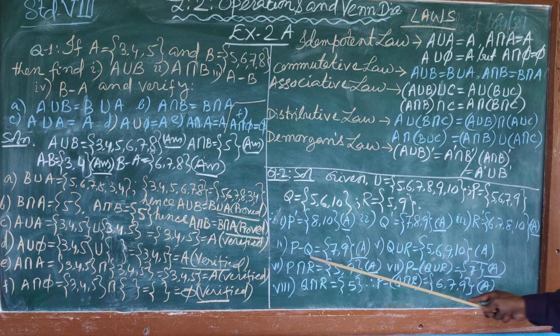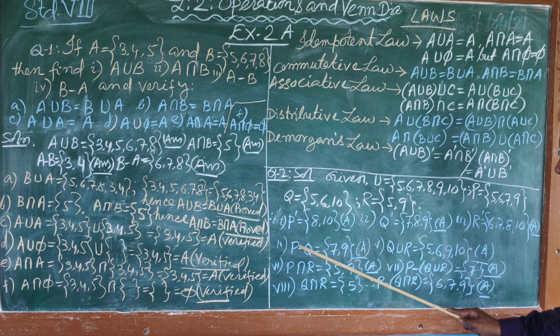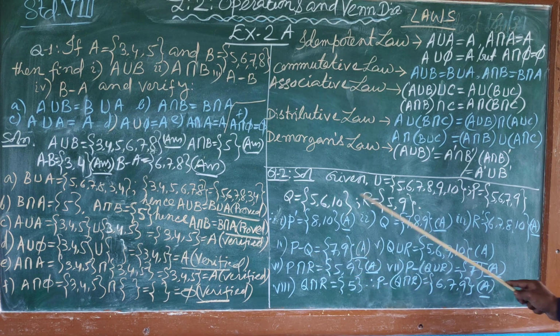Now going to question number 4, P minus Q. I said to you, it is the elements present in P which are not present in Q. Which members of P are not there in Q, that will be P minus Q. So let us compare P and Q. P has the elements 5, 6, 7, 9 and Q has 5, 6. So 5, 6 is present in Q, so 5, 6 will not be included. Leaving 5, 6, what remains? 7 and 9. 7 and 9 will be P minus Q.